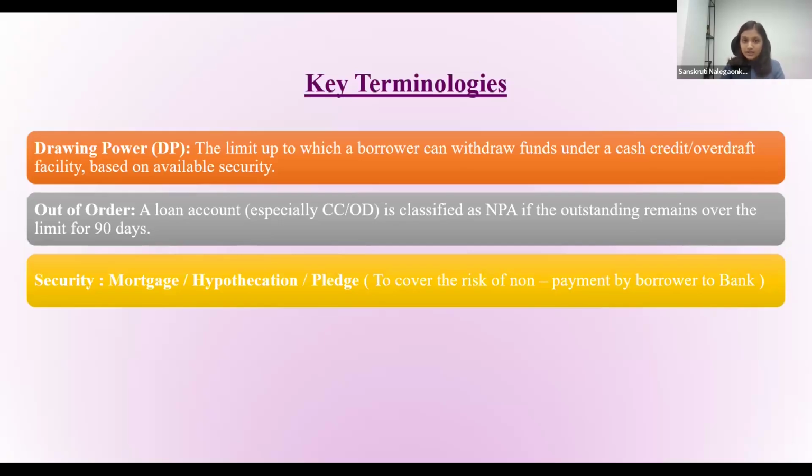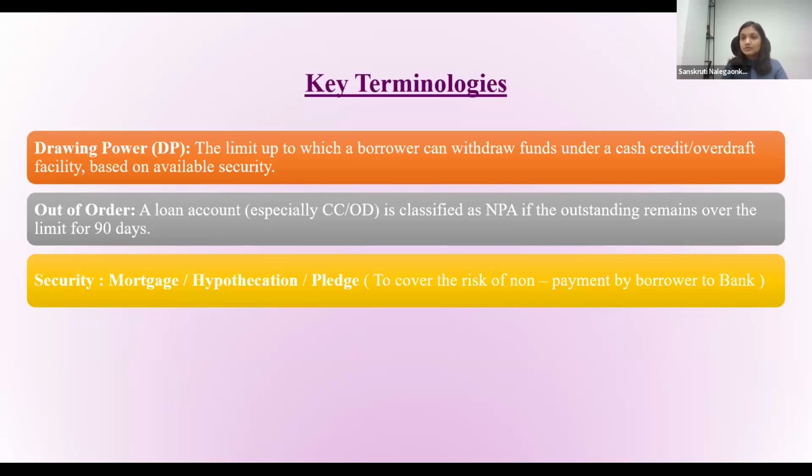When a borrower takes a loan by providing immovable property like land, house, or building as a security, it is called a mortgage. The borrower retains the ownership, but the bank holds the original property documents until the loan is fully repaid. For example, if a person takes a home loan and the bank mortgages the house, keeping the property documents as security. Next is hypothecation.